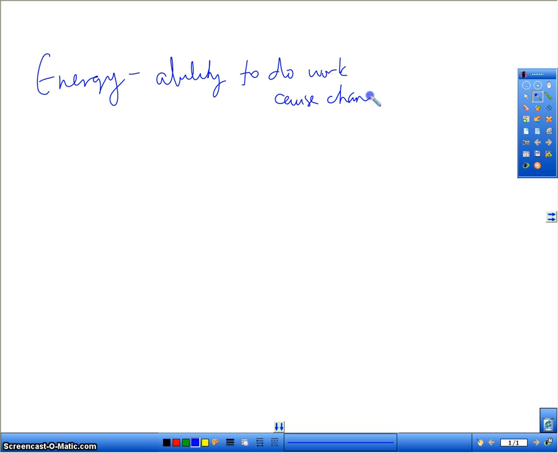Okay, so this is a review of energy, forms of energy, and conservation of energy for AP Physics. I just want to remind you that the word energy in physics means an ability to do work or to cause a change. So something that has energy can do some work for us, or it can cause some type of change in itself or in its surroundings.